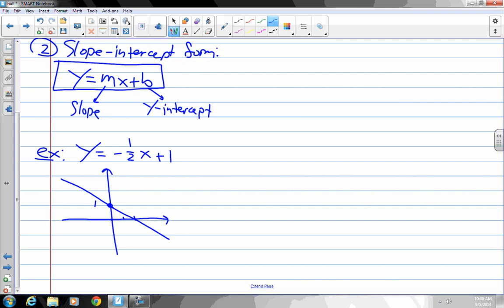Fun stuff? All right. And again, your book kind of takes its time. It goes over 3 sections talking about the same kind of concept. And so I just covered sections 2.3 and 2.4 with this. Section 2.5 teaches you how to find the equation of the line given some information.